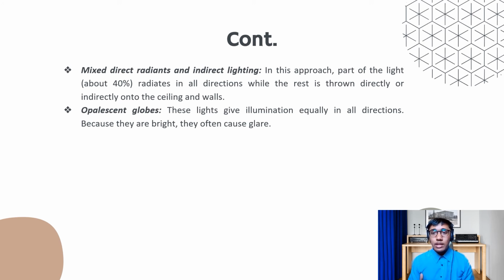Third, mixed direct radiant and indirect lighting. In this approach, part of the light, about 40%, radiates in all directions, and the rest goes directly or indirectly onto the ceiling and walls. The fourth and last one is opalescent globes. These lights give illumination equally in all directions. Because they are bright, they often cause glare.